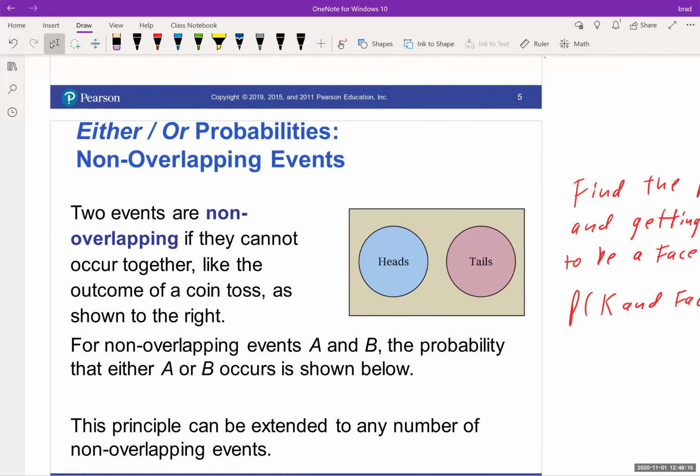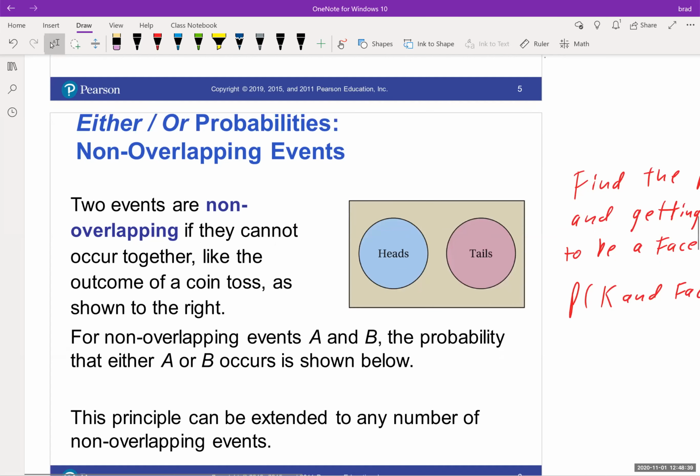So now he says either/or probabilities. So not overlapping events. 2 events are non-overlapping if they cannot occur together. So sometimes they'll talk about it as disjoint or mutually exclusive, like the outcome of a coin toss is shown to the right. Okay, for non-overlapping events A and B, the probability that A or B occur is shown below. The principle can be extended to any number. So let me show you real quick.